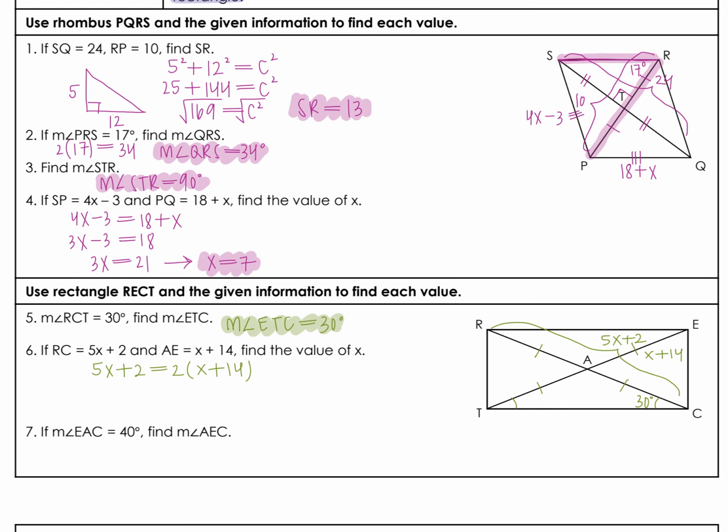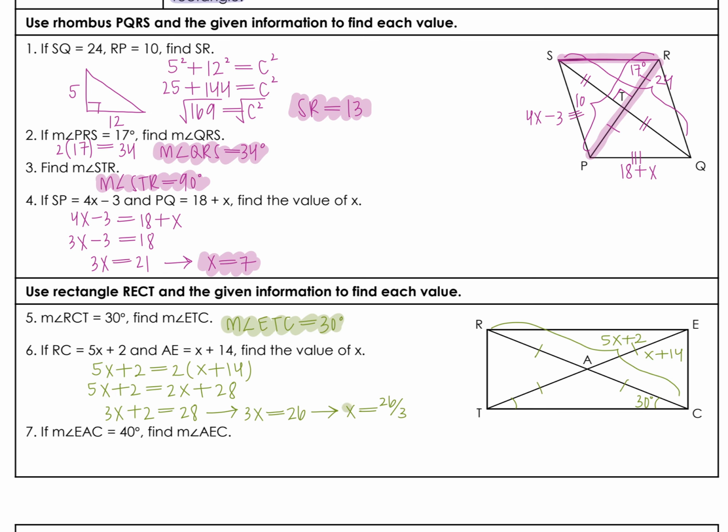Okay, so solving this, I'm going to distribute, and I'm going to get that 5x plus 2 is equal to 2x plus 28. I'm going to subtract that 2x from both sides, and I'll get 3x plus 2 equals 28. Subtracting 2 from that is going to leave me with 3x is equal to 26, and therefore when you divide, you'll be left with x is equal to 26 thirds.